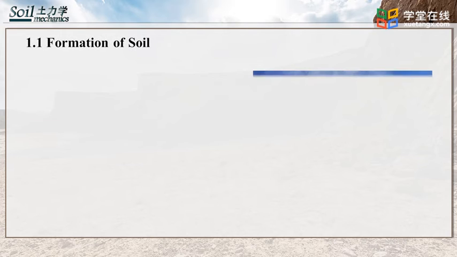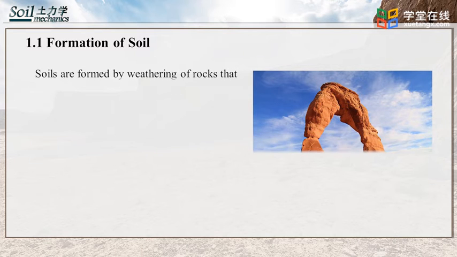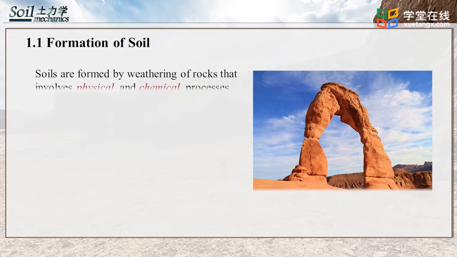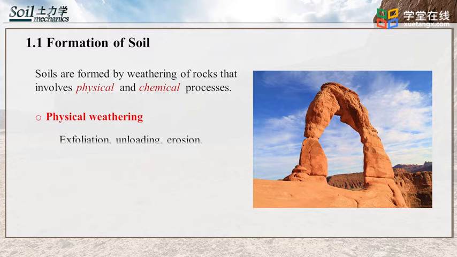As previously mentioned, soils are formed by weathering of rocks, either physically or chemically. Physical weathering involves reduction of size without changing the original composition of the parent rock. The main agents responsible for this process are exfoliation, unloading, erosion, freeze and thaw cycling, etc.